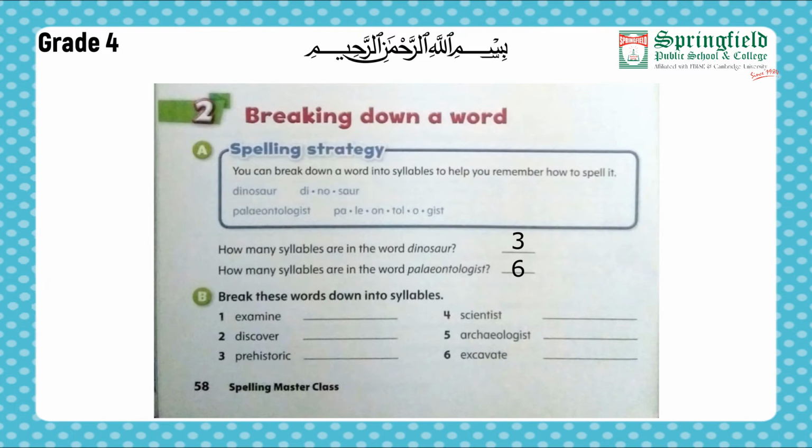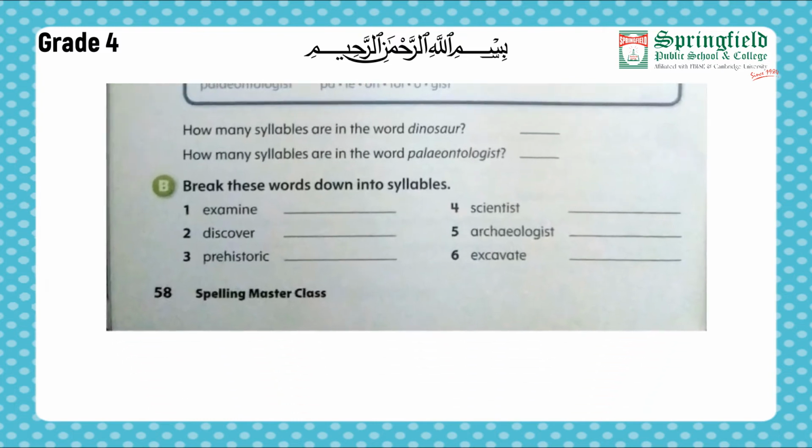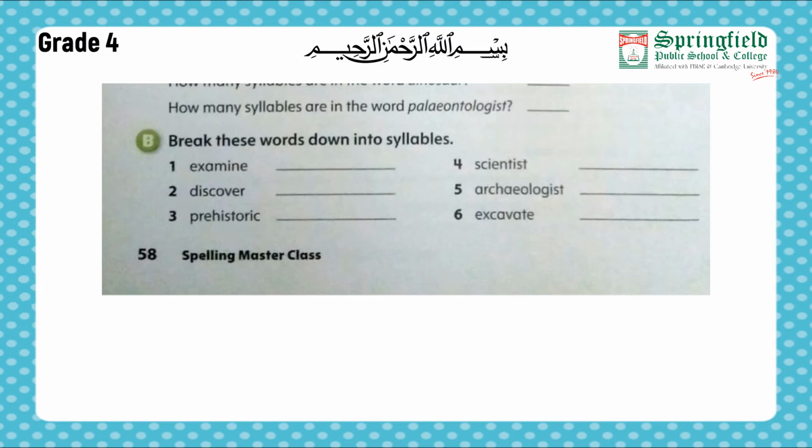B. Break these words down into syllables. Now here there are 6 words given to you and you have to break them down into syllables. Remember, as I told you, each part of the word must have at least one vowel in it. Okay, one vowel. Examine. So here we are going to divide this word into syllables.